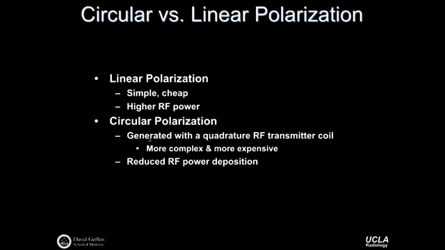To do that, we can generate these circularly polarized fields using a quadrature RF transmit coil, that birdcage coil I showed you before. A little bit more complicated, a little bit more expensive, but more importantly, it reduces the RF power deposition to the patient. In general, I don't know a way of even turning it off, we're always going to use circularly polarized fields, mostly because they reduce the total energy deposition or power deposition into the patient.